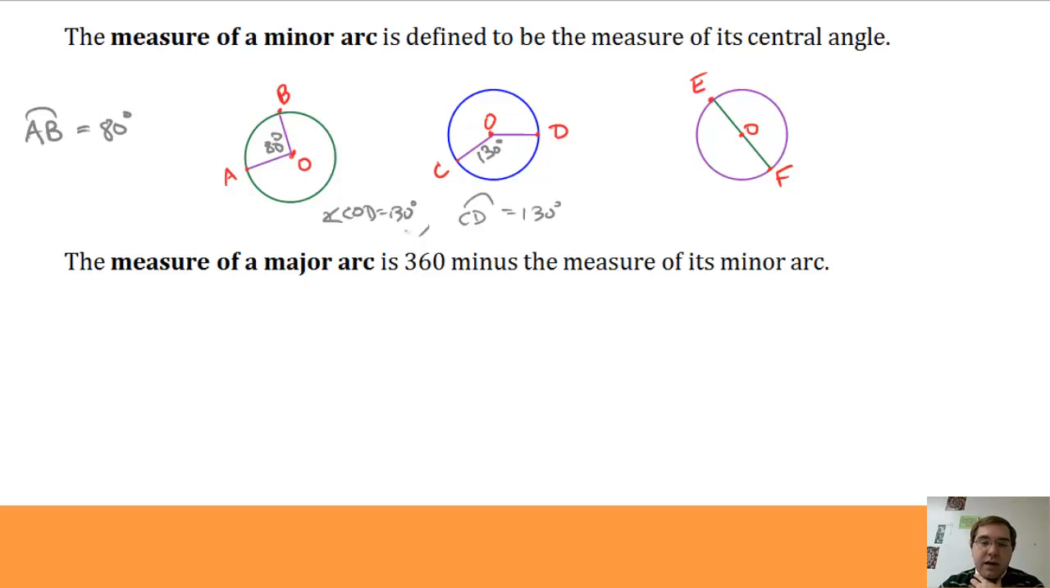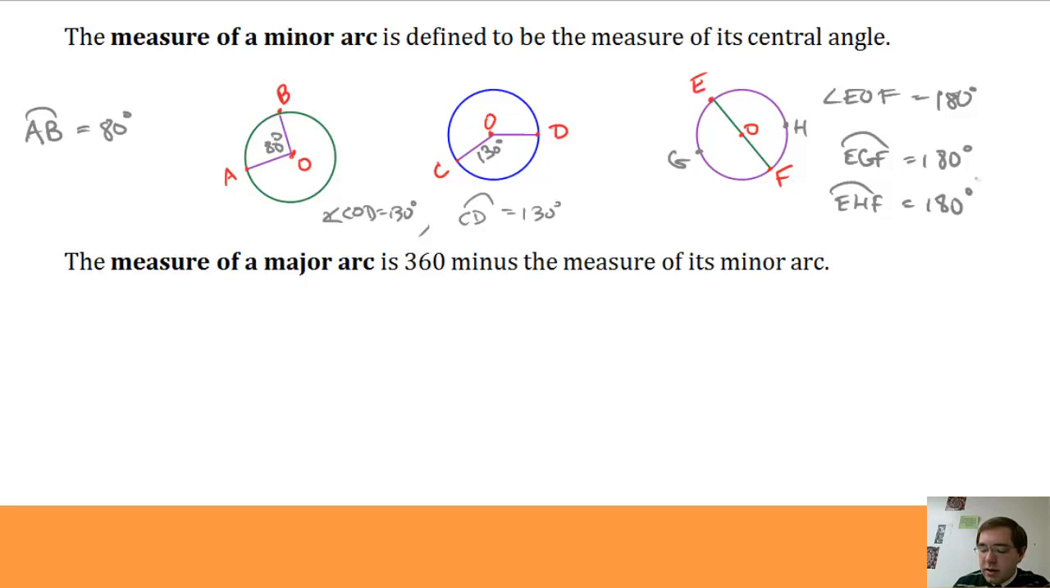On the right, I've got a diameter, a straight angle, which is 180 degrees. Angle EOF, which is a line, is 180 degrees. So that means each semicircle, so if I label point G and a point H, arc EGF is going to be 180 degrees, and arc EHF is going to be 180 degrees. So a semicircle always has a measure of 180 degrees, which means the entire circle is 360 degrees.